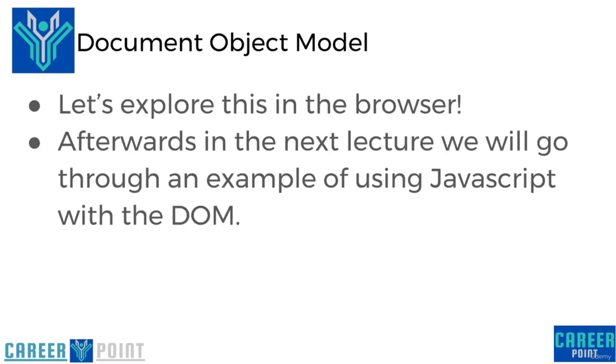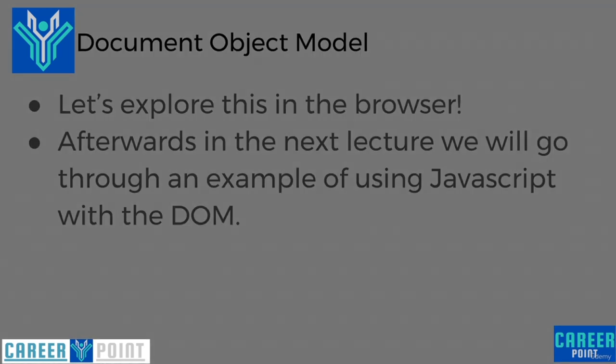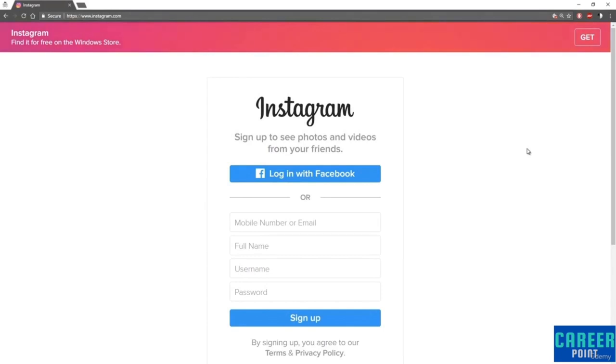So let's continue by actually exploring this idea in the browser. And afterwards, in the next lecture, we're going to go through an example of using JavaScript with the document object model. So let me hop over to my browser and show you realistically what I've been talking about. Okay, so here I am at Instagram.com.